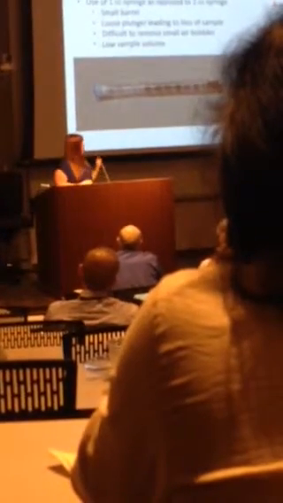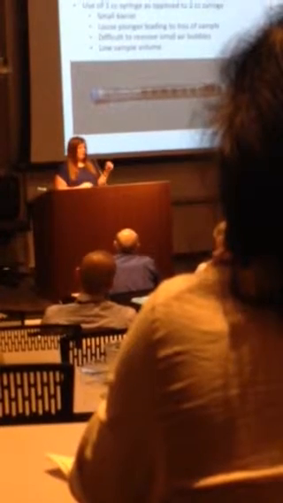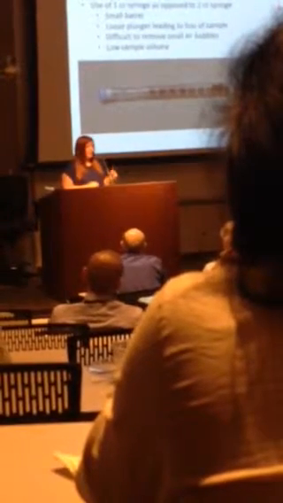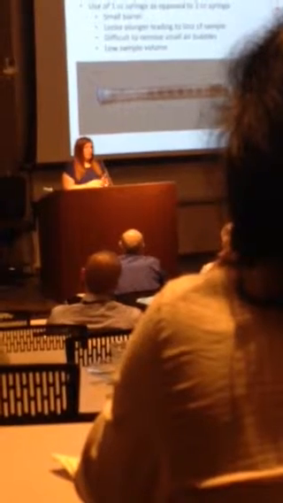The 1 cc syringe is pictured here. It has a small barrel, which makes it difficult to mix the blood through the heparin properly. It also has a loose plunger, which can lead to the loss of sample during the mixing process. It's difficult to remove small air bubbles from it, and it also has a low sample volume.